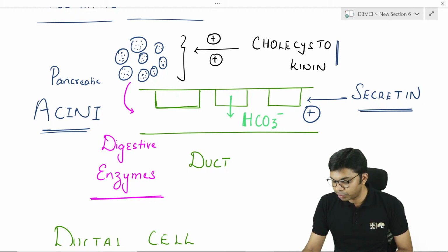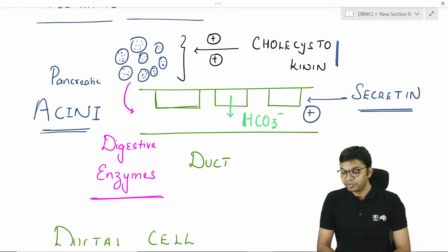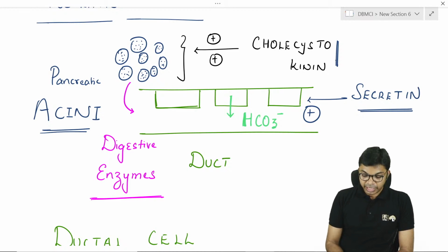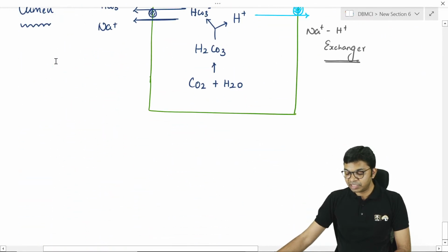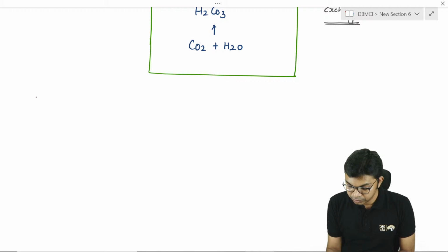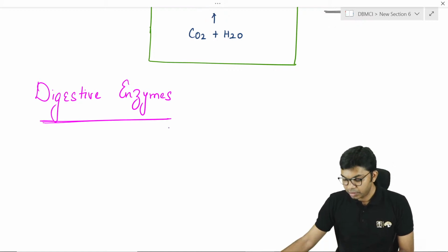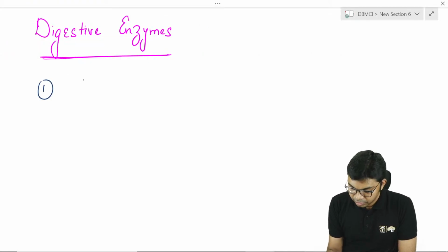So you have two kinds of hormones, people. One is cholecystokinin that triggers production of pancreatic digestive enzyme, and secretin that triggers production of bicarbonate from the ductal cells. These are the two major secretions of pancreas. One is enzymes and the second one is bicarbonates. And if you consider the digestive enzymes coming from pancreas, the first and foremost digestive enzyme are for digestion of carbohydrates.